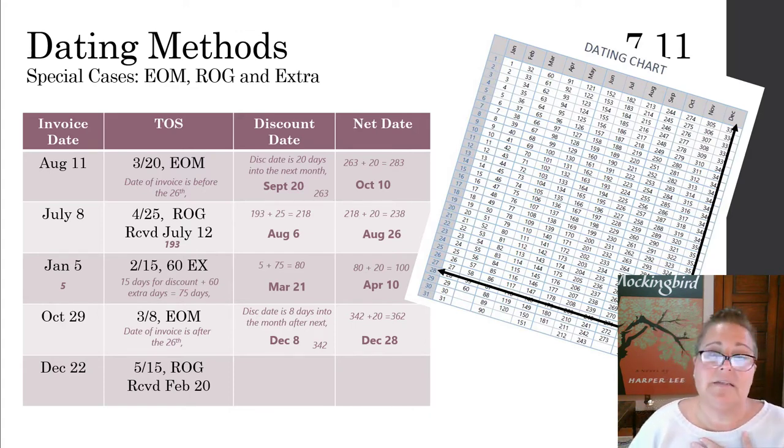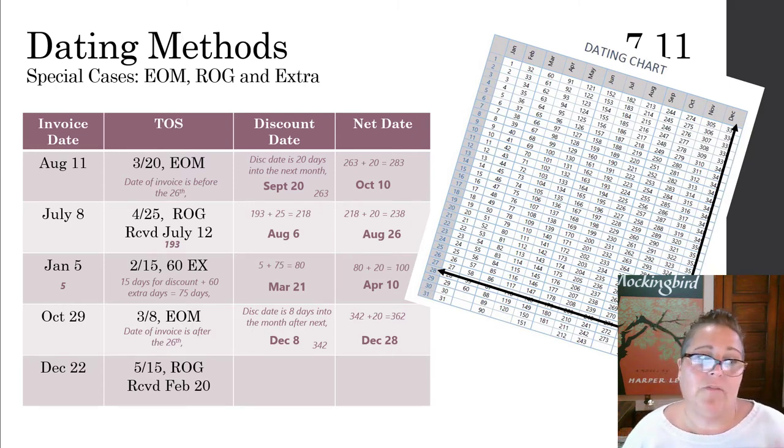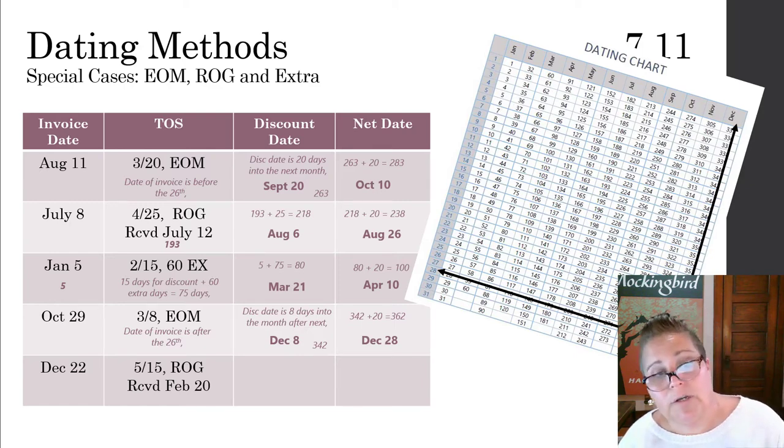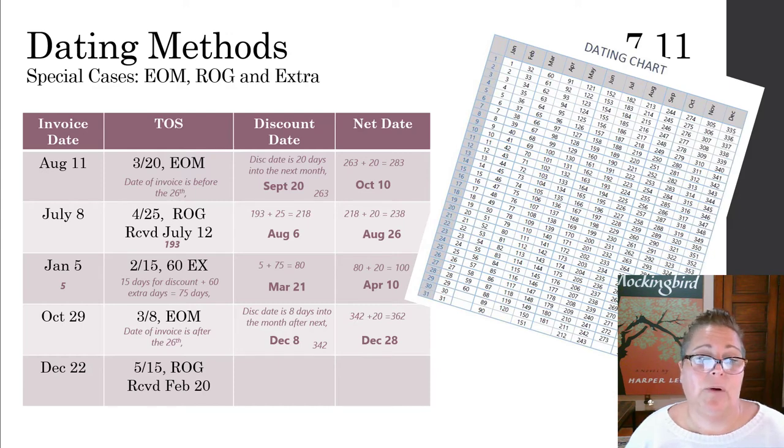December the 22nd. Terms of sale are 5/15 ROG, received on February 20th. So they've opened the invoice on December the 22nd. Terms of sale are a 5% discount if you pay in the first 15 days from the receipt of goods. So ROG stands for receipt of goods. So when did they receive these goods? February 20th. So I need to look at the February 20th date. That's when I'm starting everything from.